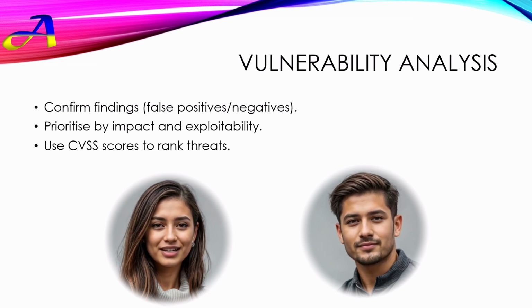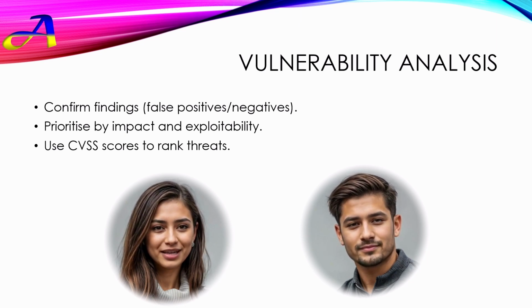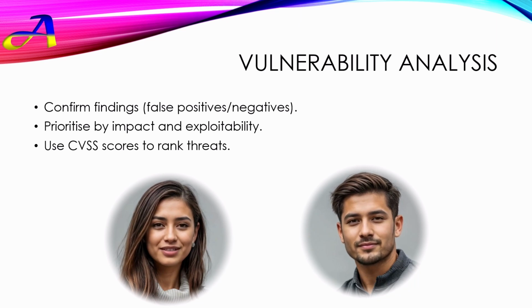9.0 to 10.9 is high, 4.0 to 6.9 is medium, and 0.1 to 3.9 is low. This standard scoring helps organizations focus their limited time and resources on the biggest risks first. Makes total sense. Tackle the burning fires before the smoldering embers.